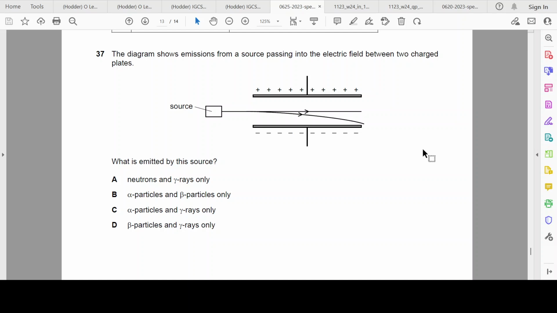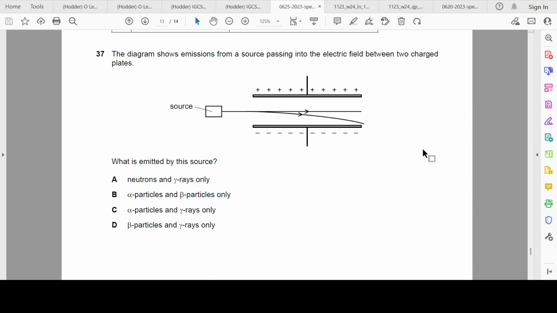Alpha particles would be emitted. I mean, it could be alpha particles, it could be gamma rays, it could be beta particles, any combination will give you the kind of effect that you're seeing in a uniform electric field. A or B, B, C, C or D.